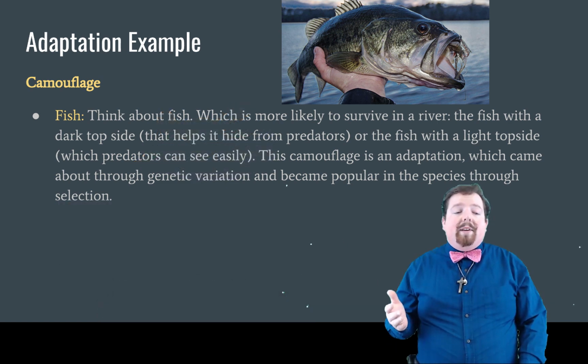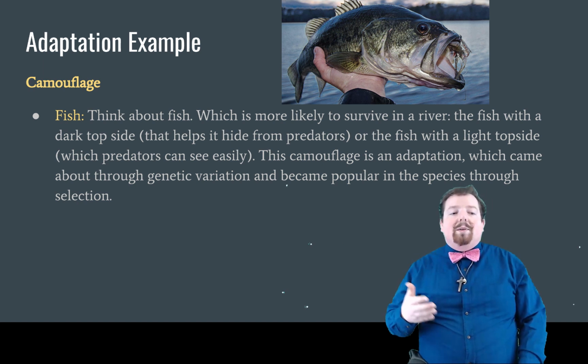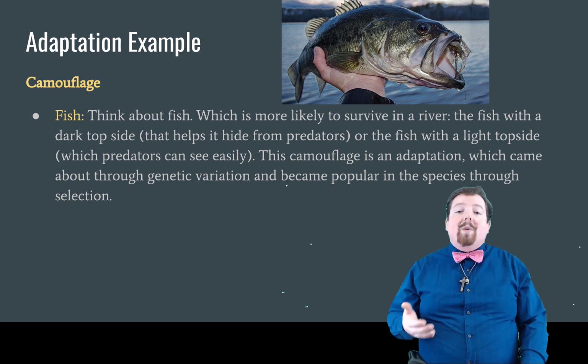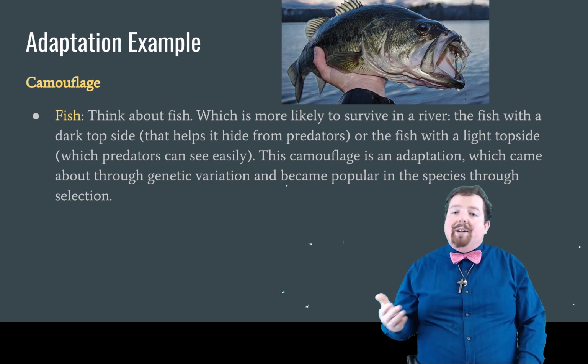It's important to remember that these fish don't get to choose what they look like, but it just so happens that those fish that have this good camouflage trait are more likely to not get eaten before they have a chance to reproduce and pass on their traits. That's what makes camouflage an adaptation in this case.